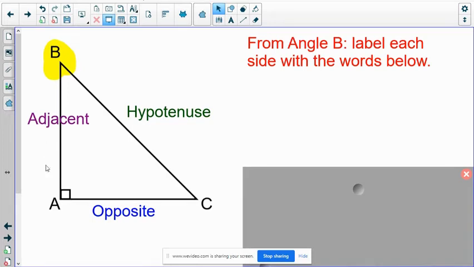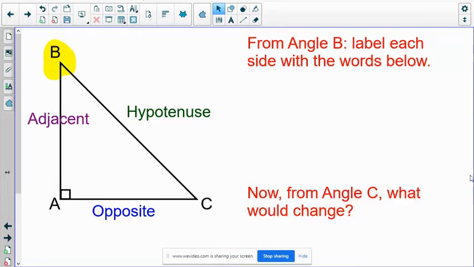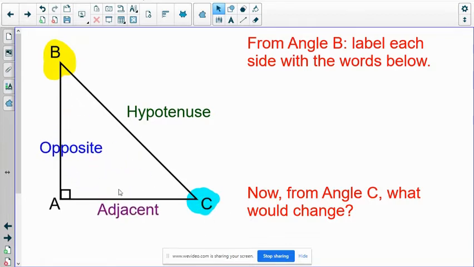That's very important because you would get all of these wrong if you didn't know the opposite, adjacent, and the hypotenuse correctly. Most things would change if I then wanted to look at angle C. What stays the same is the hypotenuse because it's always across from the right angle. But if I'm now doing angle C, then opposite and adjacent would flip. Adjacent would now be right next to C, and opposite would be all the way across from C.